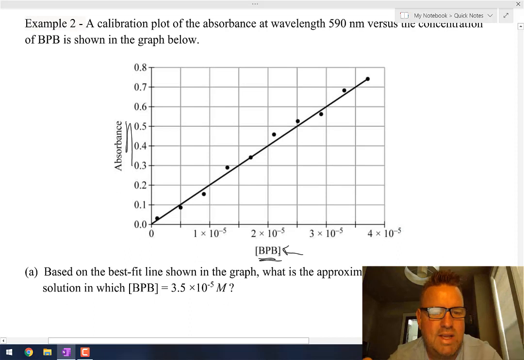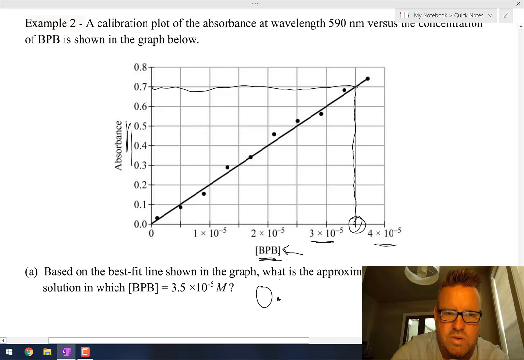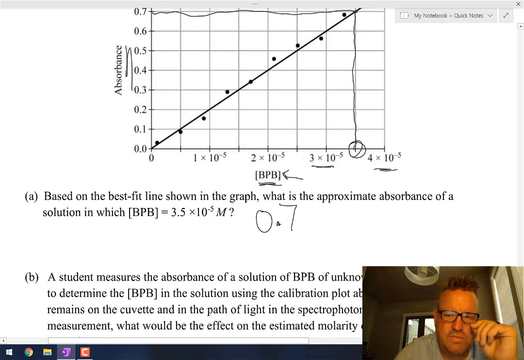Based on the best fit line shown in the graph, what is the approximate absorbance of a solution in which the concentration of BPB is 3.5 times 10 to the minus fifth? So here's 3 times 10 to the minus fifth. Here's 4. So I'm going to say that right there is 3.5. So literally I'm just going to go up to here, I'm going to go over to here. Clearly, what is the approximate absorbance? 0.7. Okay, there's no math to do, nothing.